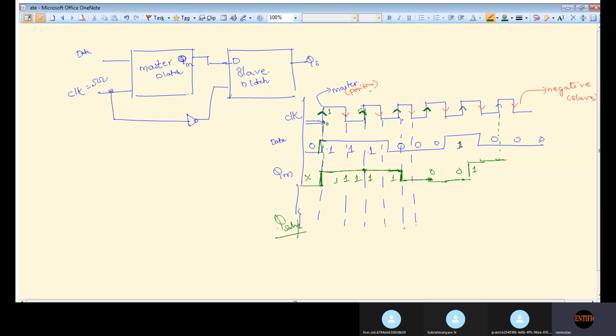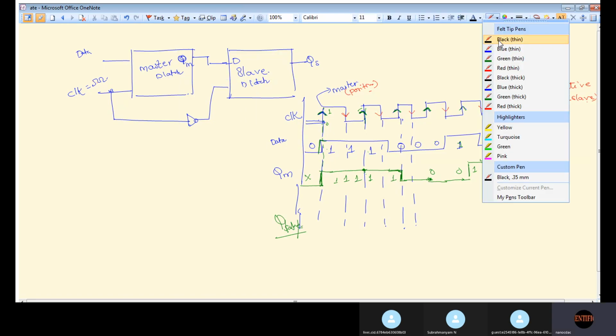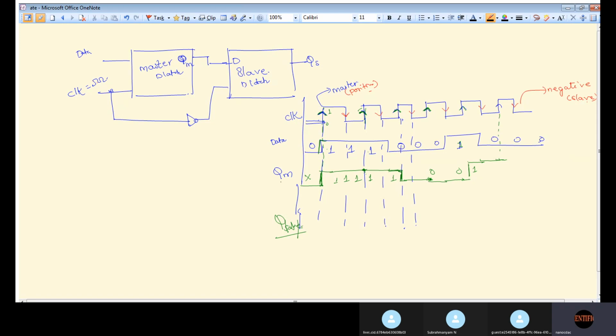What is your Q slave? What do we give to Q slave? What is the input which we are giving to the slave? Just understand it very clearly. This QM is the input to D slave. So QM is the input to D slave. Is it understood? If you give me a yes signal, I will go ahead. Tell me.